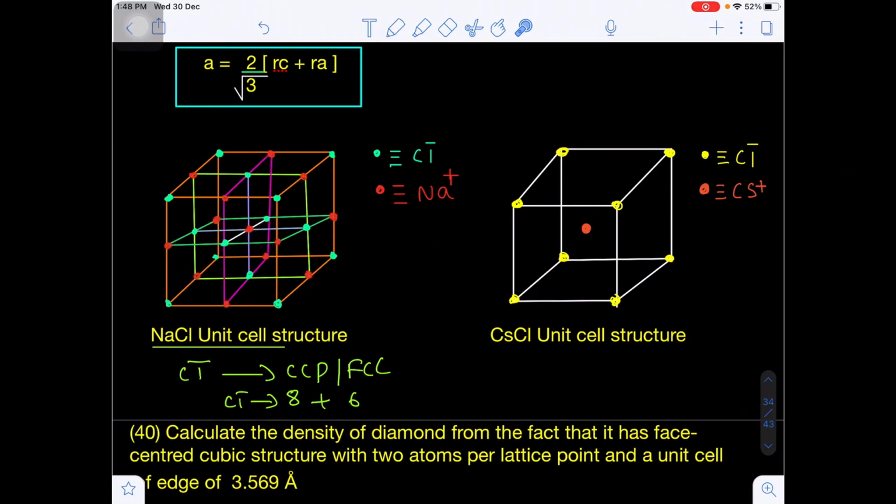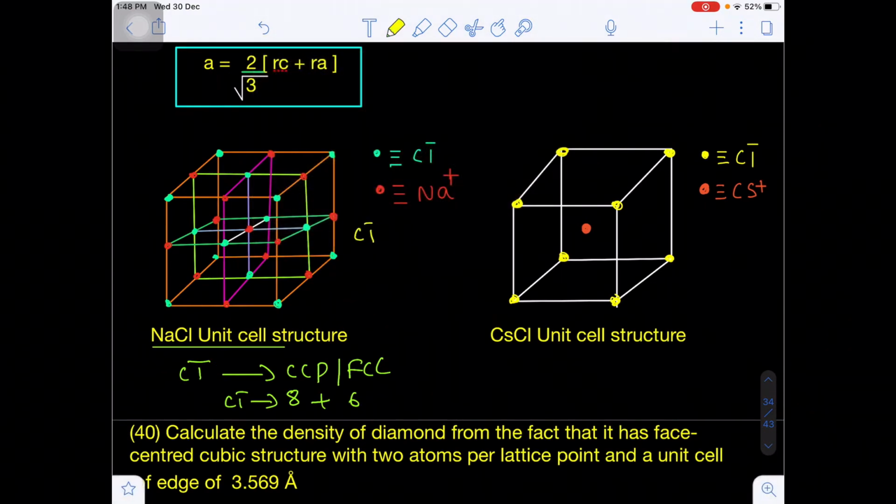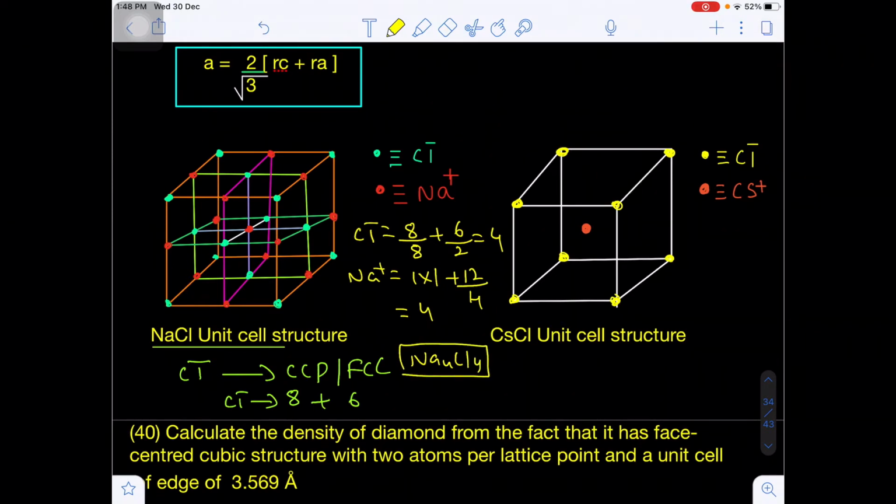Okay, now we have to calculate the empirical formula. You see, the chloride ions will be present at the corners, so 8 into 1 by 8, and face centers 6 into 1 by 2. So the total is 4 Cl minus ions per unit cell. And similarly sodium ions: at one body center 1 into 1, and 12 edges, 12 into the contribution of the edge, 1 by 4. So there are 4 sodium ions. Overall, Na4Cl4. This is per unit cell. If you see the simplest ratio, 1:1, that will be NaCl.